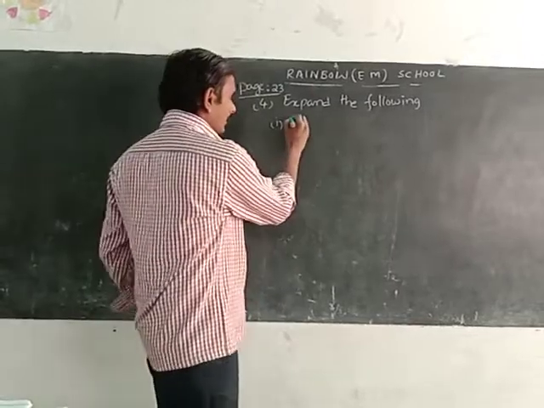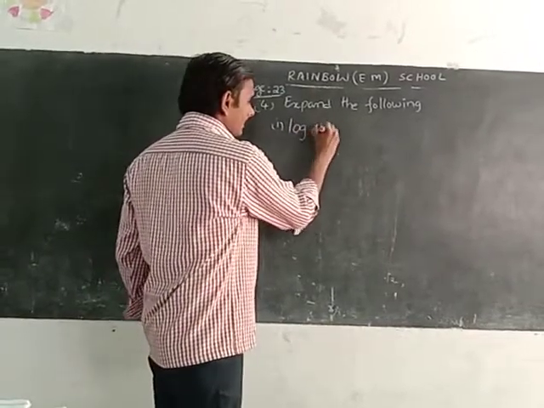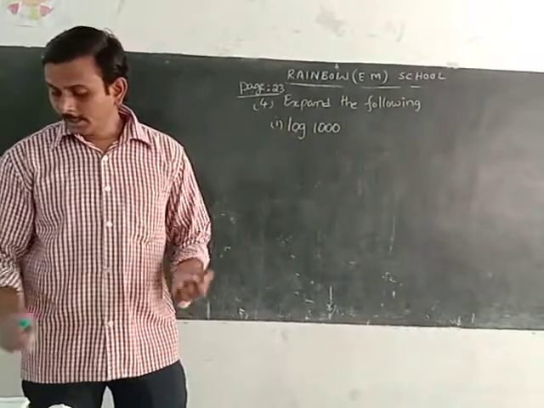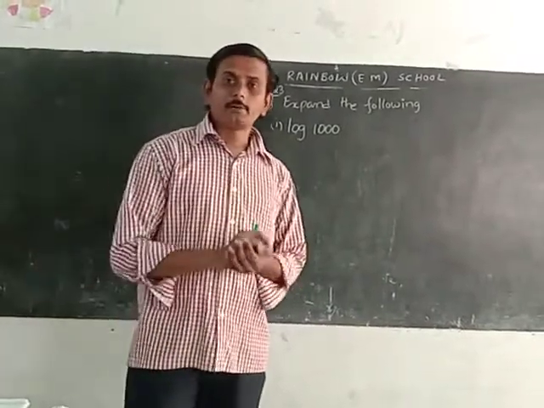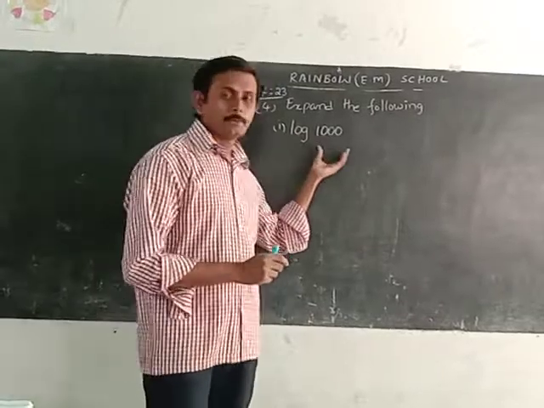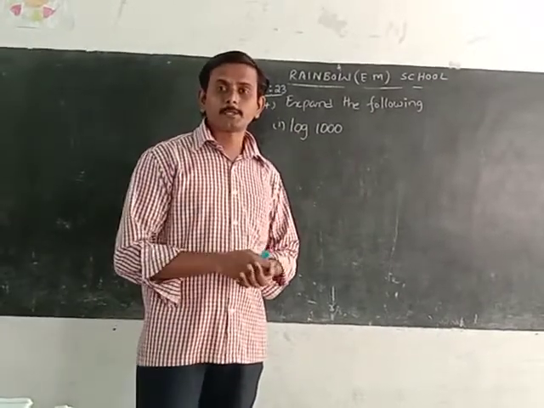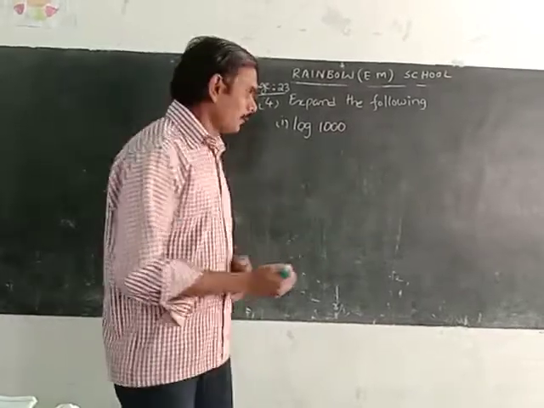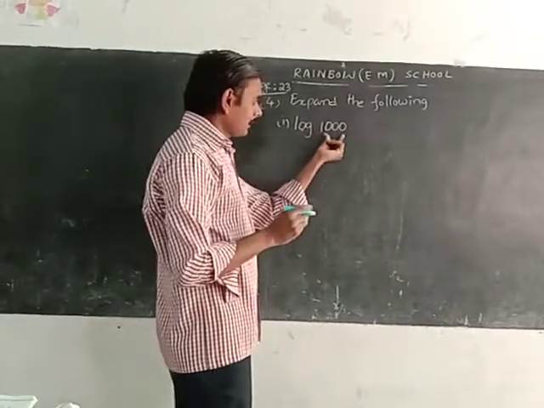The first question is log 1000. We want to expand that. Expand means we have to write it in the form log x plus log y, or log x by y. Now, what is the number given here?